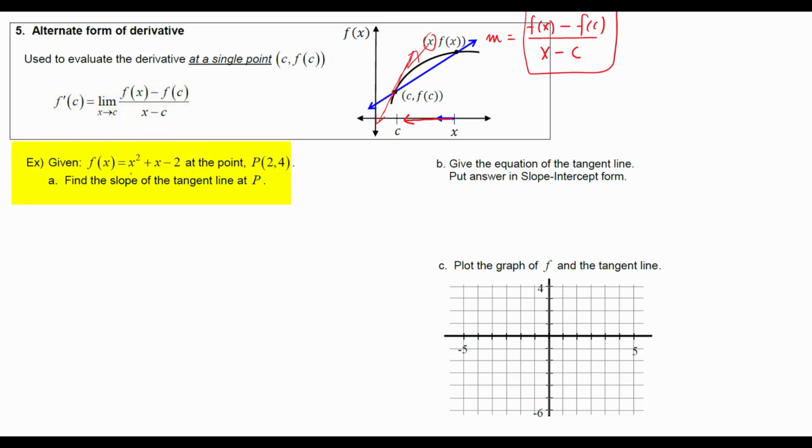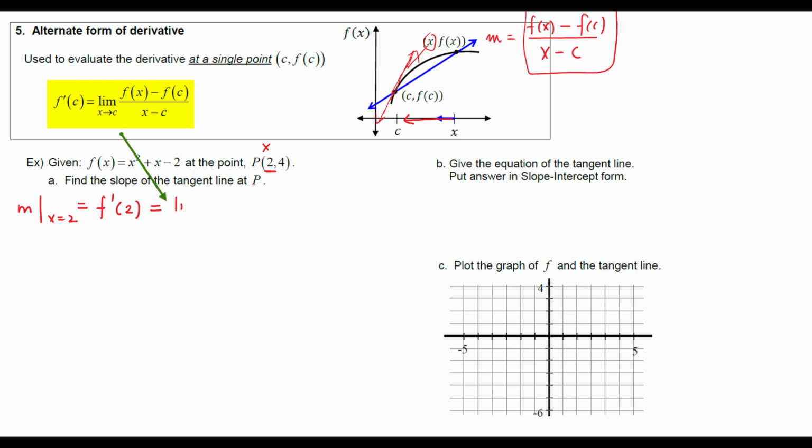Given f of x equals x squared plus x minus 2 at the point (2, 4), find the slope of the tangent line at P. You're going to have to eventually memorize the formula up there. We want the slope at x equals 2, and you can get that right away using the formula above. That will be f prime of 2.